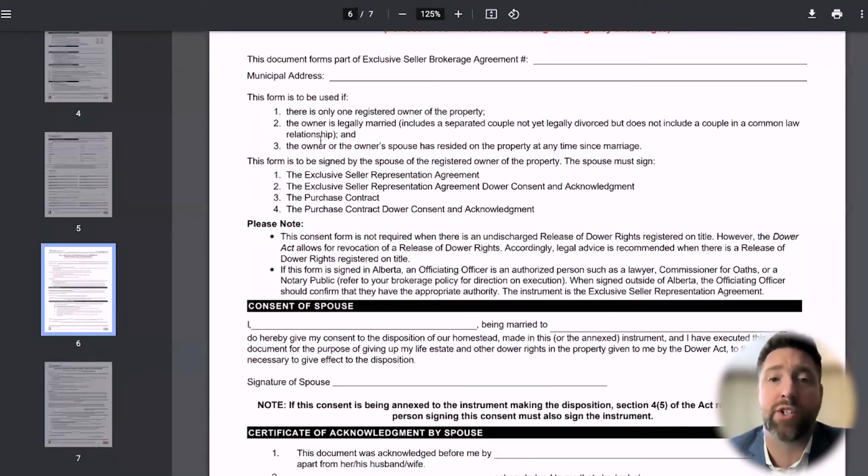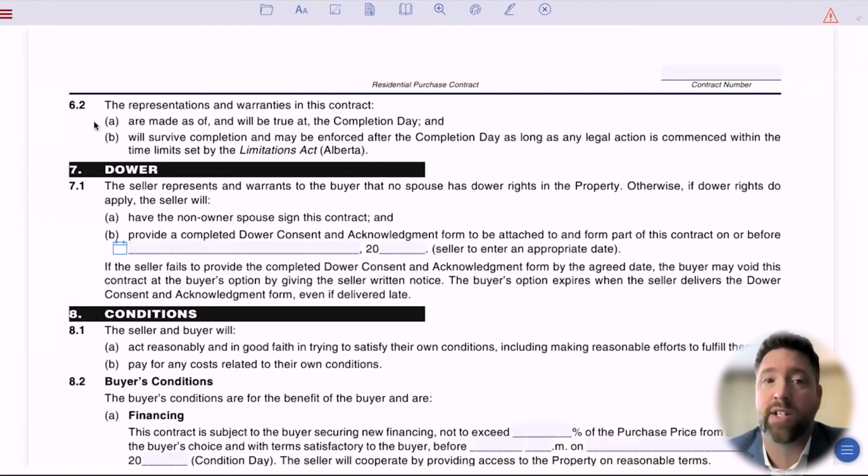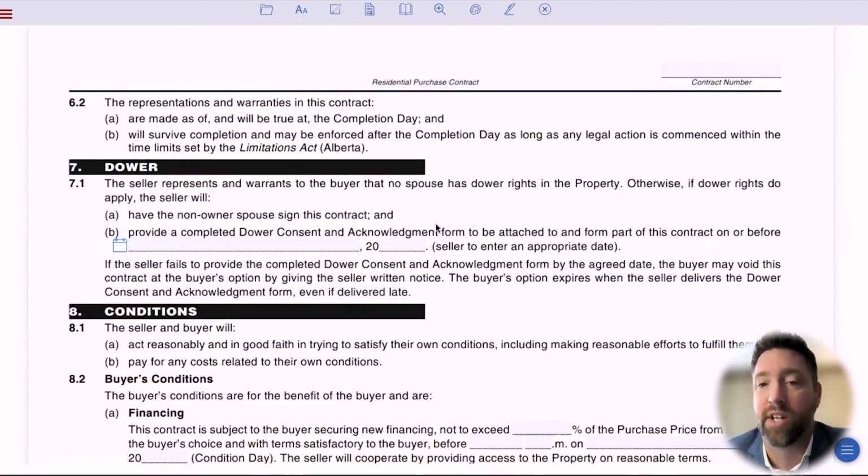That brings us to the purchase contract. In the purchase contract, 7.1, I believe this was added in 2017, this is where Dower rights apply. The seller will have the non-titled spouse sign this contract and provide the completed Dower Consent and Acknowledgement form, and the seller will put in an appropriate date on when they can provide that document.